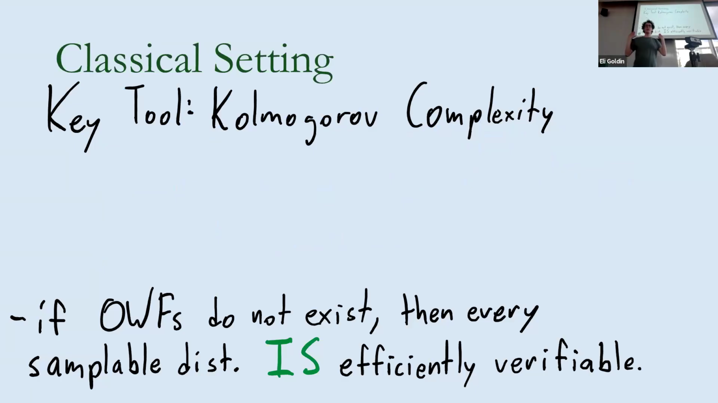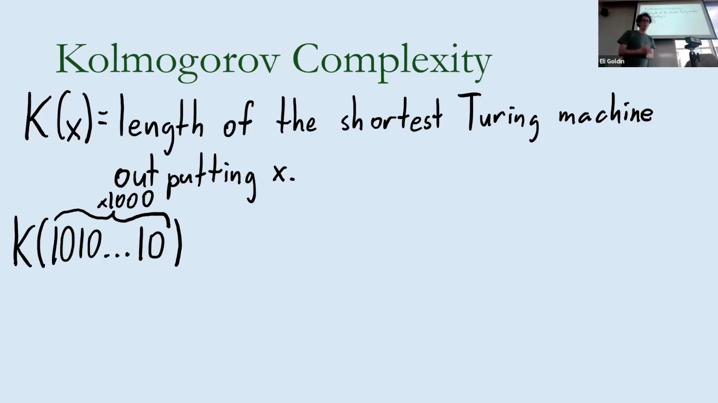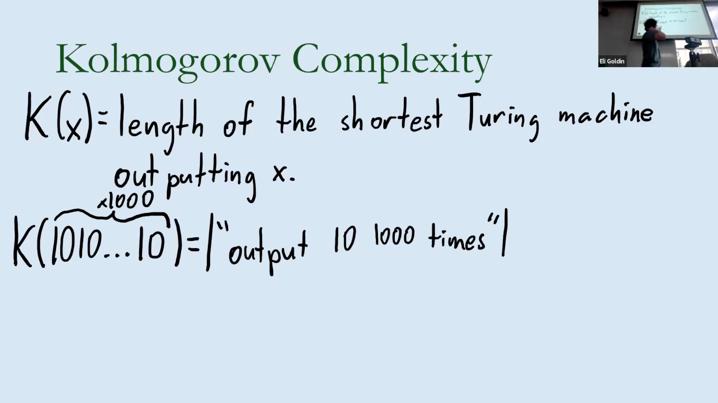In particular, we're going to rely on something called Kolmogorov complexity. Kolmogorov complexity is a metric on strings, or technically, I guess, a measure on strings. Essentially, the Kolmogorov complexity of a string X is the length of the shortest Turing machine that outputs X. As an example, the Kolmogorov complexity of 10 repeated 1,000 times is the length of the Turing machine, which is just some code that outputs 10, 1,000 times, which in this case is a string of length 20. So the Kolmogorov complexity of this value is going to be 20, give or take some constant factors.